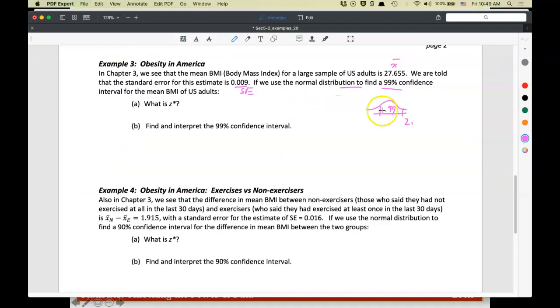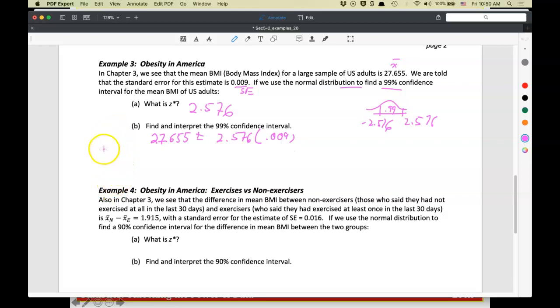2.576. And then there's a negative of it, negative 2.576. So our Z star value is just 2.576. So our confidence interval is our statistic, which is 27.655, plus or minus our Z star, 2.576, times the standard error, 0.009.